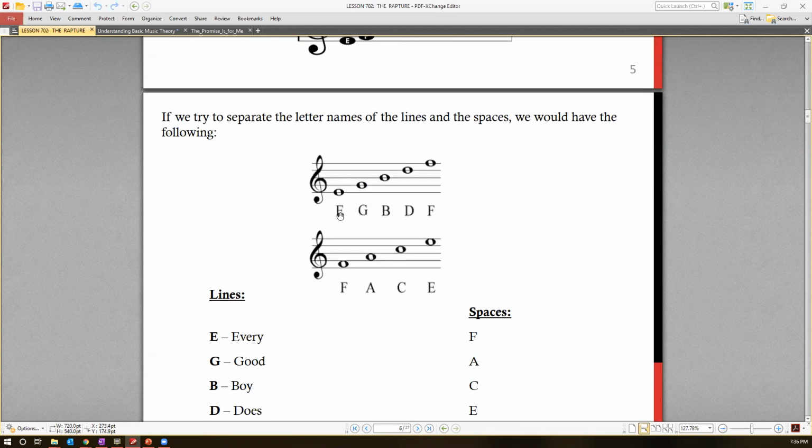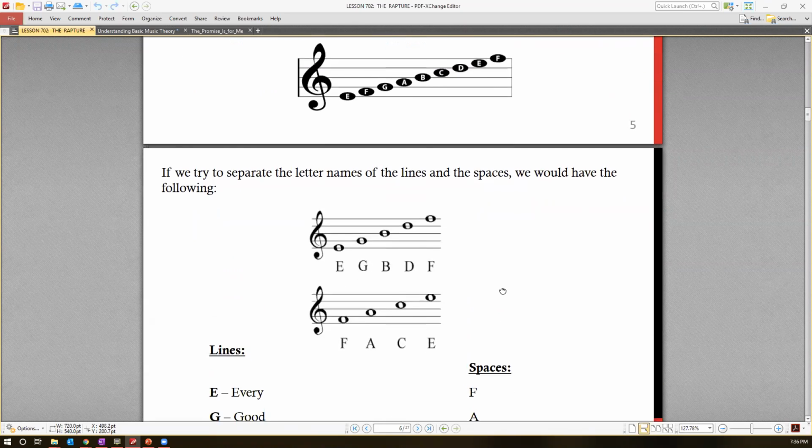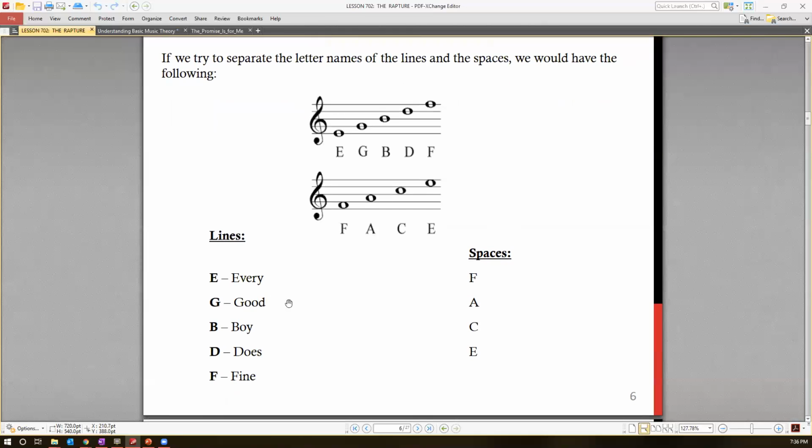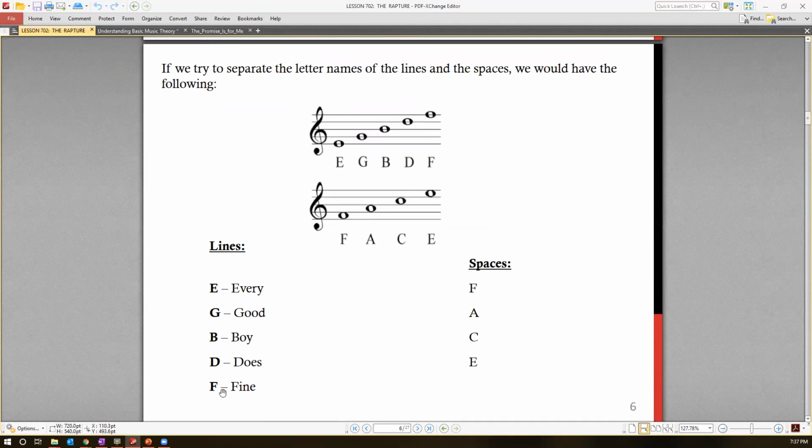For the lines we have E, G, B, D, and F. And then for the spaces we have F, A, C, E, face. Now this is only applicable for the treble clef. This is what we will have for the lines and spaces of the treble clef. From the bottom here, we're going to always go E, G, B, D, F.